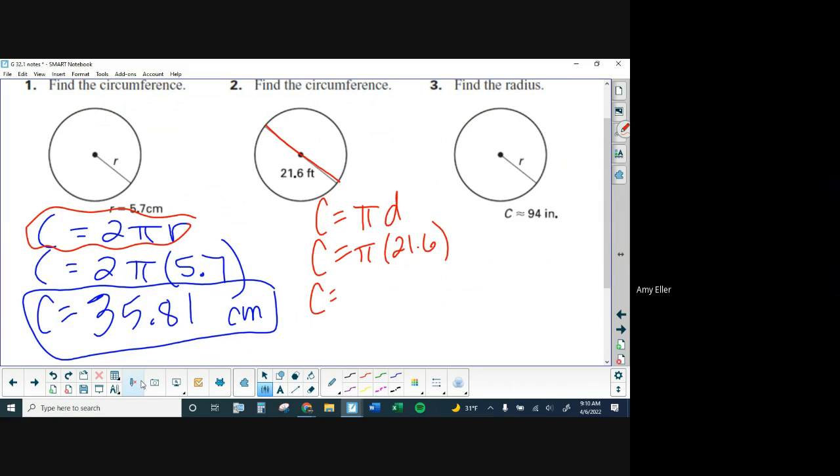Lydia, what did you get? 67.86. And our label is feet. So if this was, that would be a very large pizza. So maybe it's a pool. You would have just found how many feet it is if you were to swim along the very edge all the way around. Circumference. Just feet, not feet squared. That would be area.